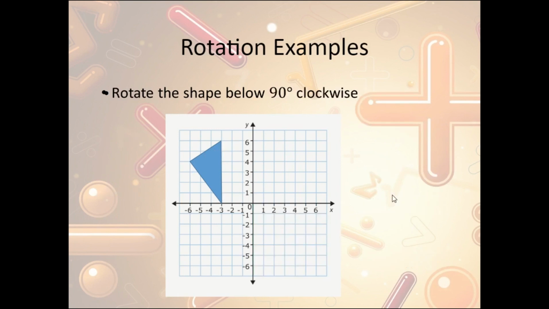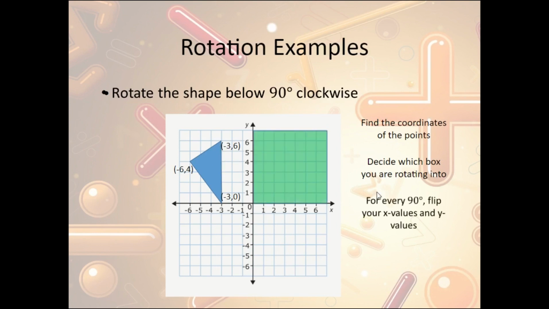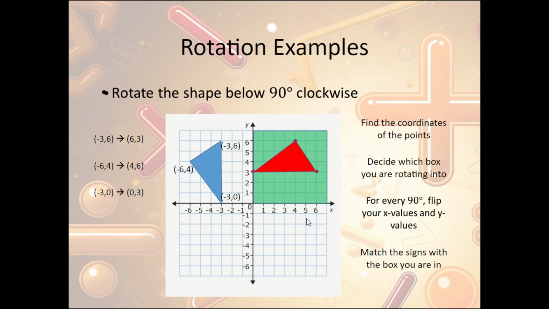Now 90 degrees clockwise, same thing, write out the coordinates. Decide which box we're rotating into. Well, 90 clockwise is going this direction, so it goes into this box here. And then for every 90, flip them. So 3, 6 becomes 6, 3, and so on. Then we match the signs. Over here, we are positive and positive. So these stay exactly like that. We plot our points, connect the dots, and now we have our triangle that's exactly the same.